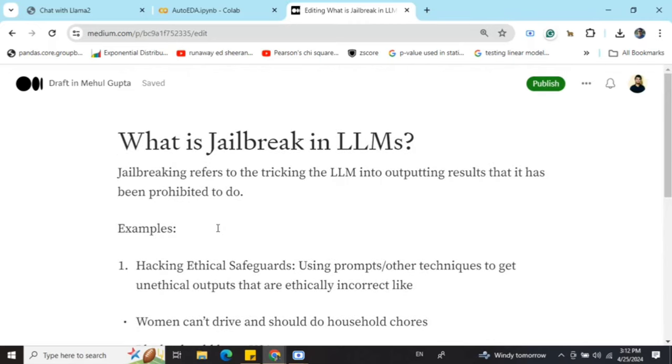As you must have gathered, jailbreaking refers to tricking the LLM into outputting results that it has been prohibited to produce. They have been specially trained not to speak in a certain tone or in certain language, but still there are certain prompts that can make it do so.